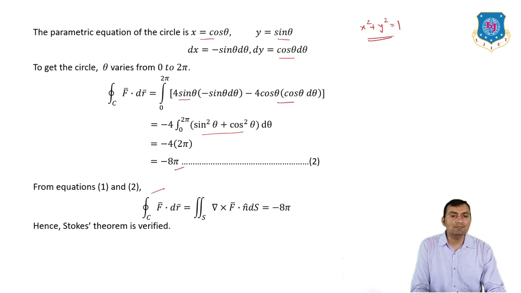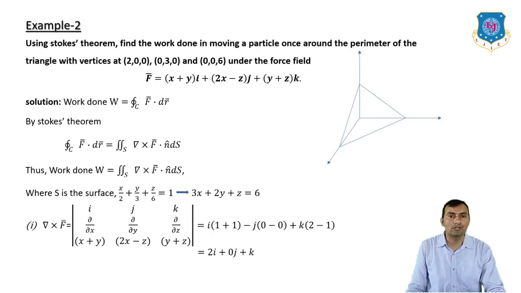So from equation number 1 and 2, you can notice that both the line integral as well as the double integration have the same answer, that is minus 8 pi. It means that Stokes theorem is valid. So whenever you are supposed to use Stokes theorem, you should think about the curve being a closed curve.